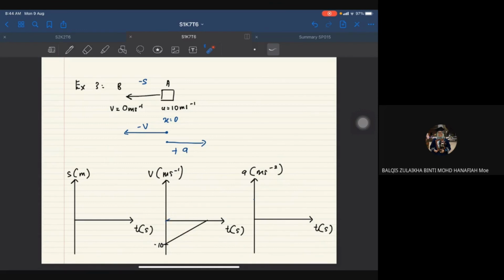Okay, now the next one, kamu nak buat apa? S ke A? A. Okay, let's say kamu nak buat A. Tak kisah pun, this one dia tak kisah pun. So let's say you want to do A. Positif ke negatif? Dia positif. Okay, positif. So kalau positif, you will expect the region to be involved with this one lah. Okay, value dia constant ke berubah acceleration dia? Constant.